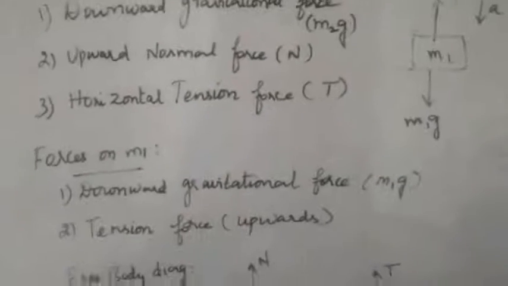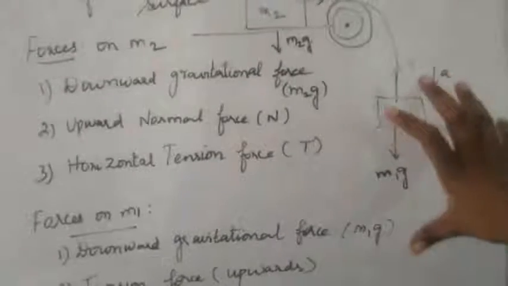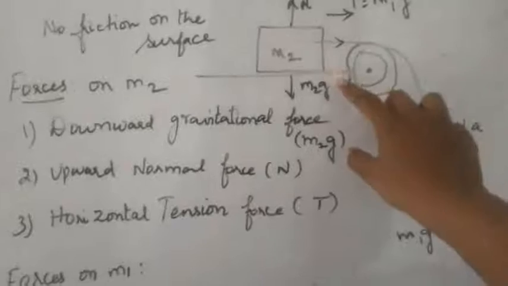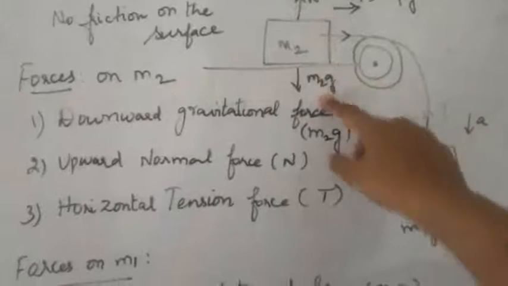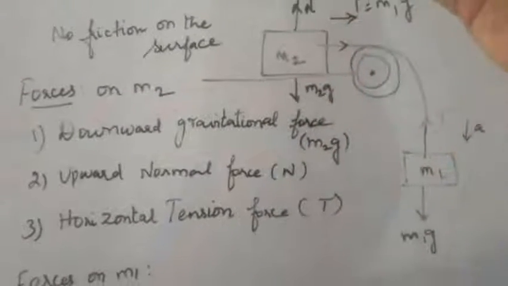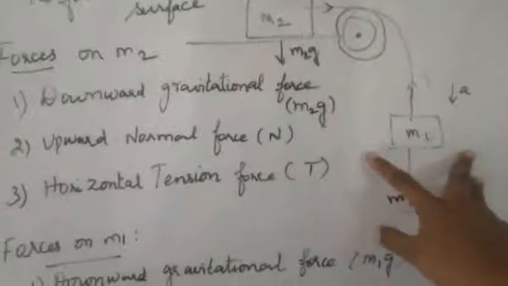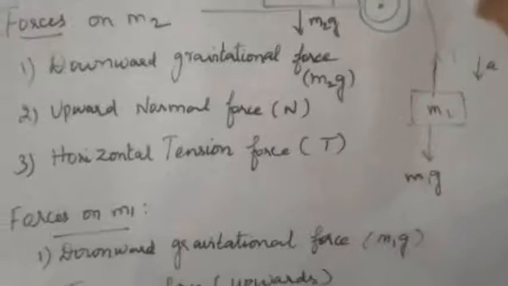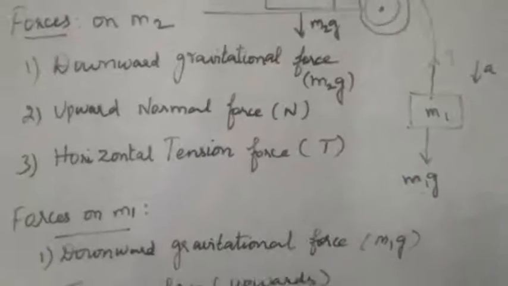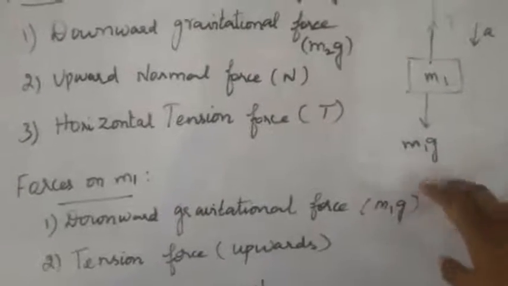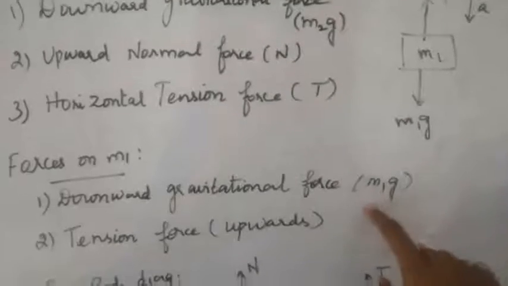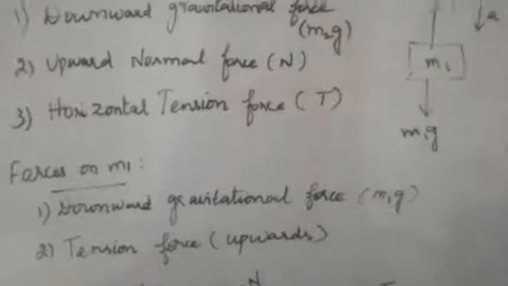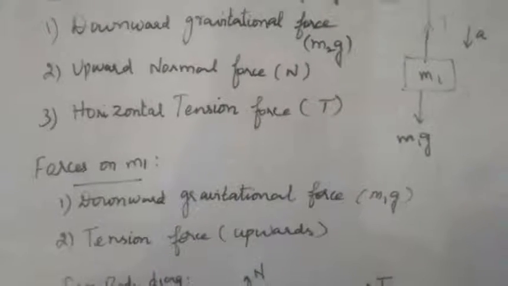Then again, forces on M1. In this case, you have only two forces. As it is hanging here, obviously you will have gravitational force in the downward direction and an opposite force. Here again it is in the vertical way only. So the gravitational force and the opposite upward force, only two forces. The gravitational force on mass M1 is given by M1G in the downward direction, and in the upward direction the force is called tension force. These are the forces on M1.